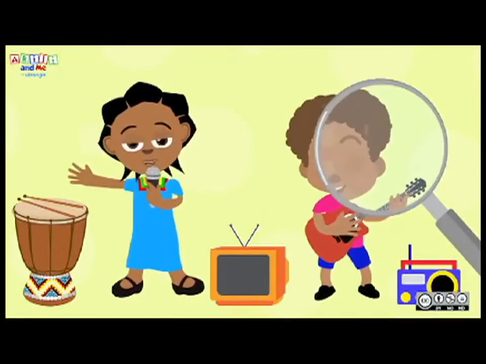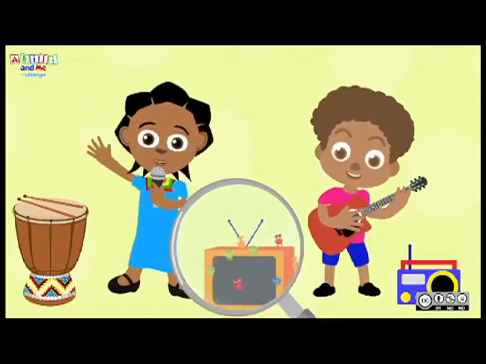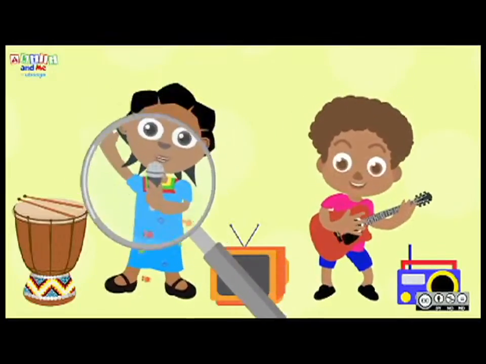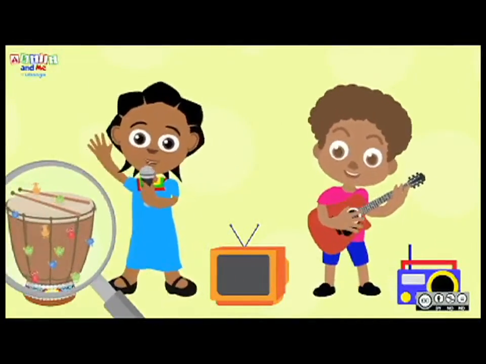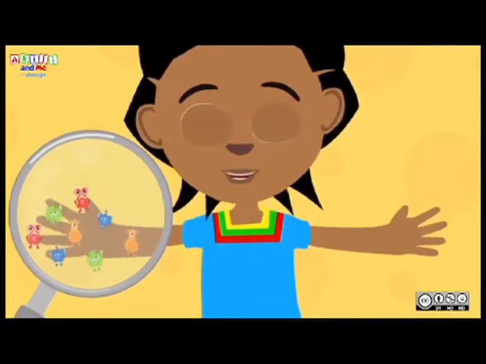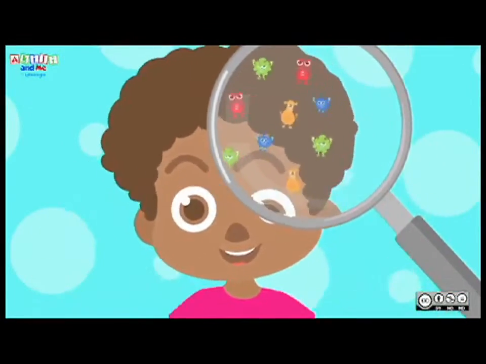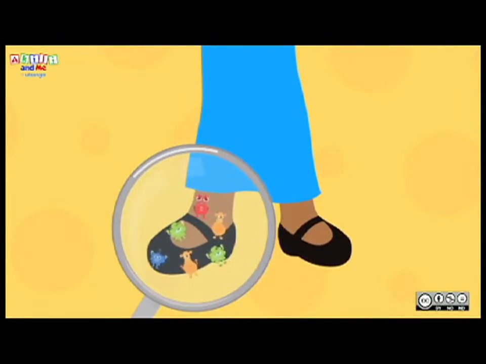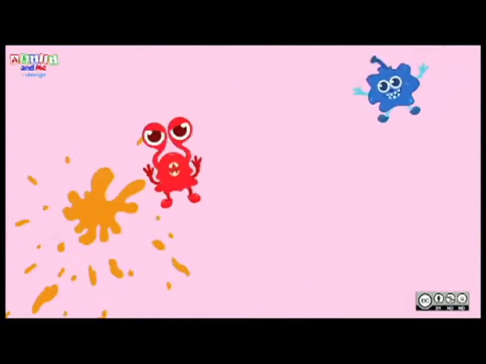Germs, germs, germs, they make us sick. Germs, germs, germs are not our friends. Germs, germs, germs, they make us sick. Germs, germs, germs are not your friends.